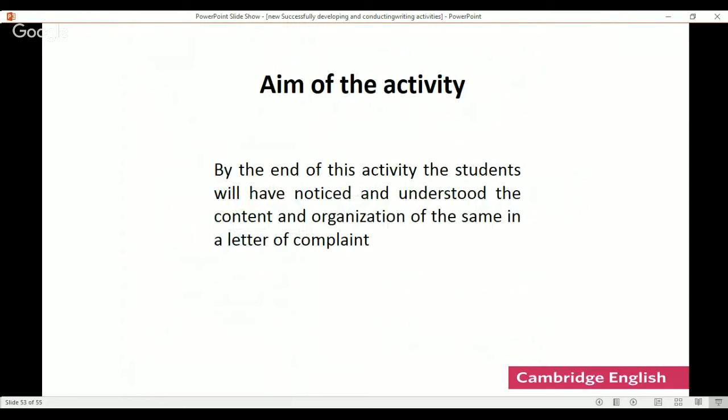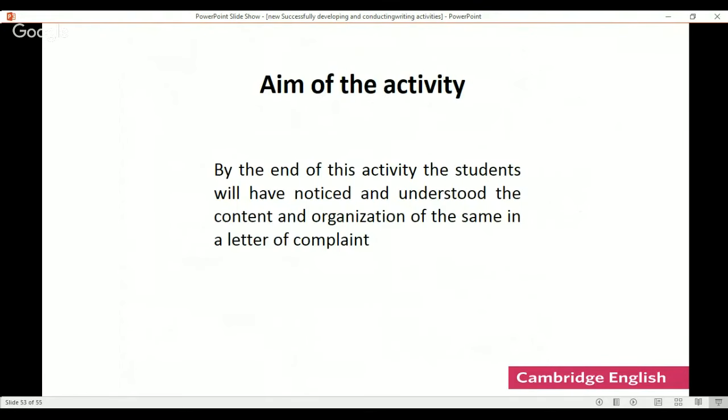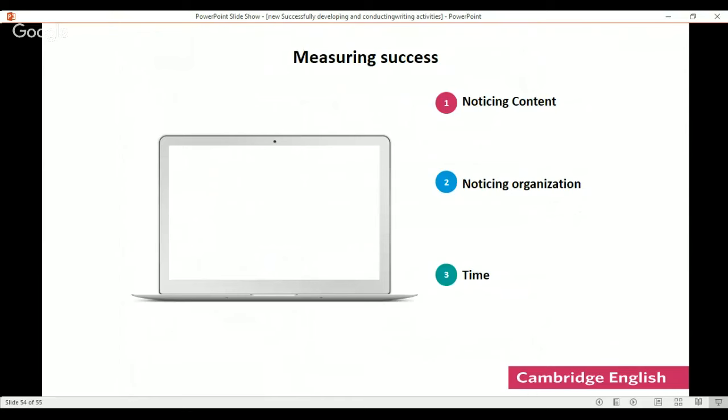So when we started the webinar, the aim of the activity that we had is, by the end of this activity, students will have noticed and understood the content and organization of the same in a letter of complaint. If that was the aim that you began with, how do you measure success? 1, noticing content. 2, noticing organization. And 3, within the time frame mentioned.